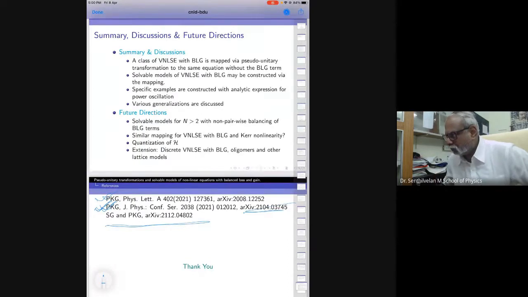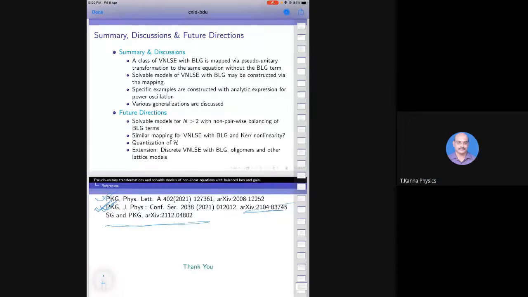Thank you, Professor Ghosh, for a nice, interesting talk. If we introduce higher order terms in the NLS system, the coupled NLS system, can one generalize this method? Will it work for that also?